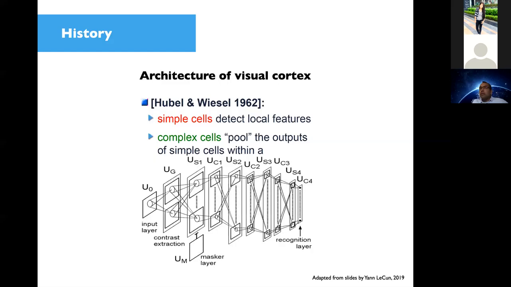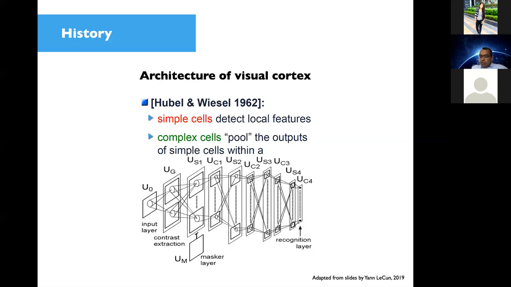Hubel and Wiesel presented the architecture of the visual cortex. They found that the human perception system is made up of simple and complex cells. The simple cells basically detect local features, and the complex cells then pool these local features to build more sophisticated objects, and these more sophisticated objects then lead to recognition. So this is also how our visual system works.